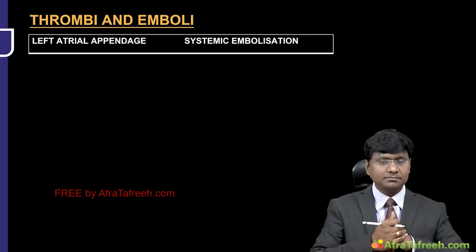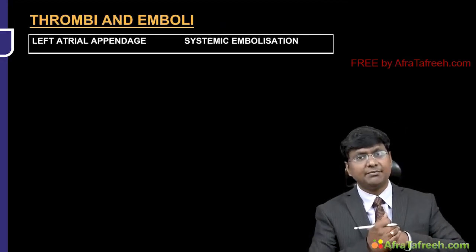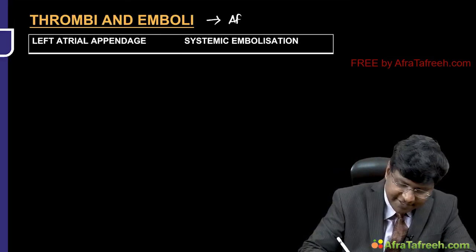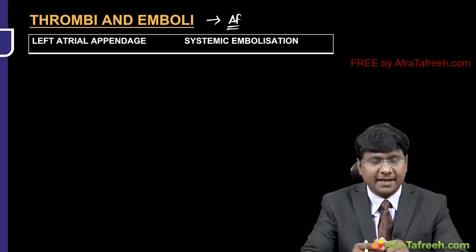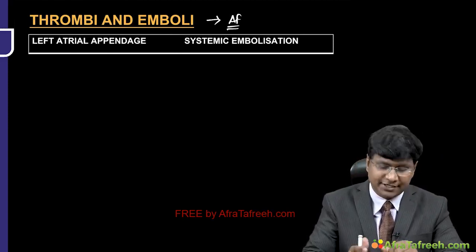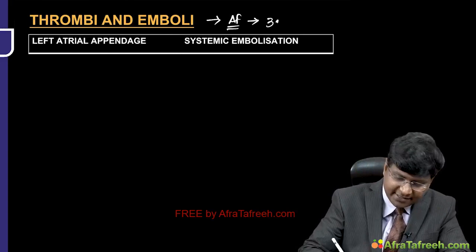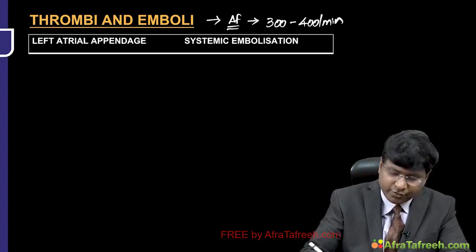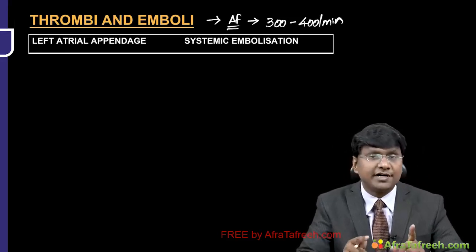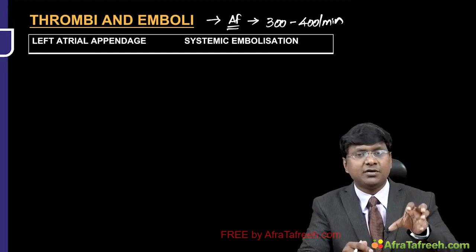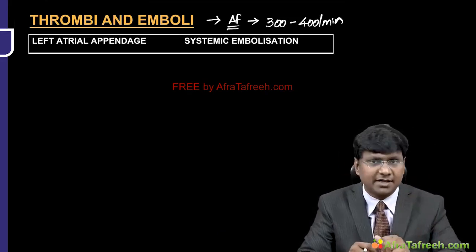Next is thrombi as well as emboli formation. Now, in these patients, the left atrium is arrhythmogenic, right? There is development of atrial fibrillation. So when there is atrial fibrillation, how much will be the atrial rate? The atrial rate will be around 300 to 400 per minute. So when the atrial rate is around 300 to 400 per minute, what will happen to the intensity of your left atrial contraction? It will be a feeble left atrial contraction.